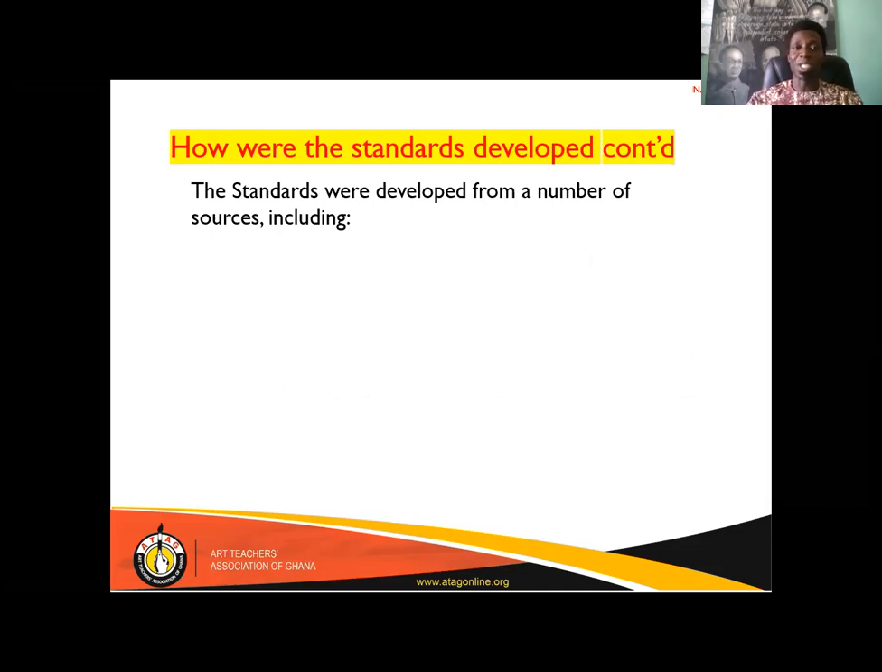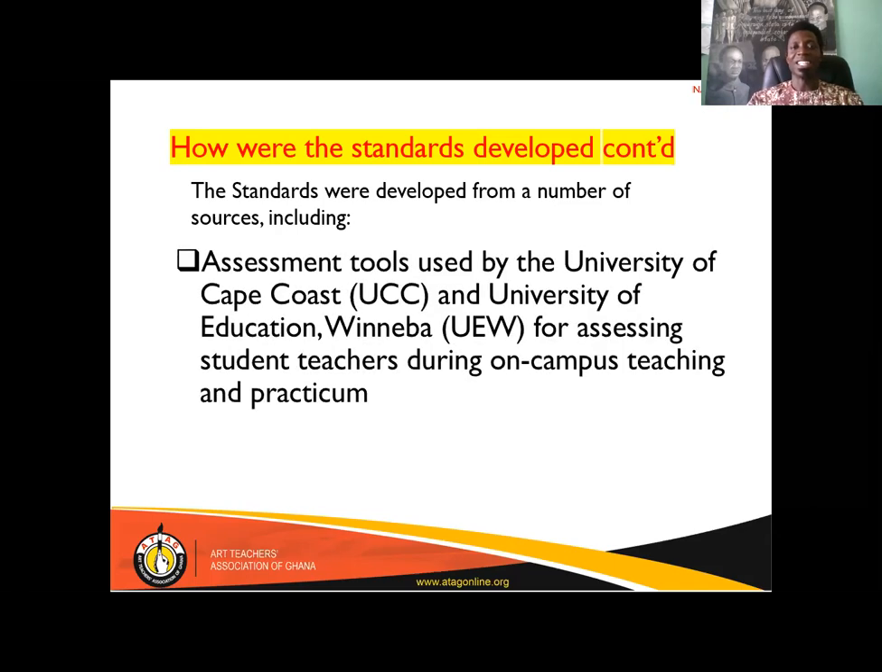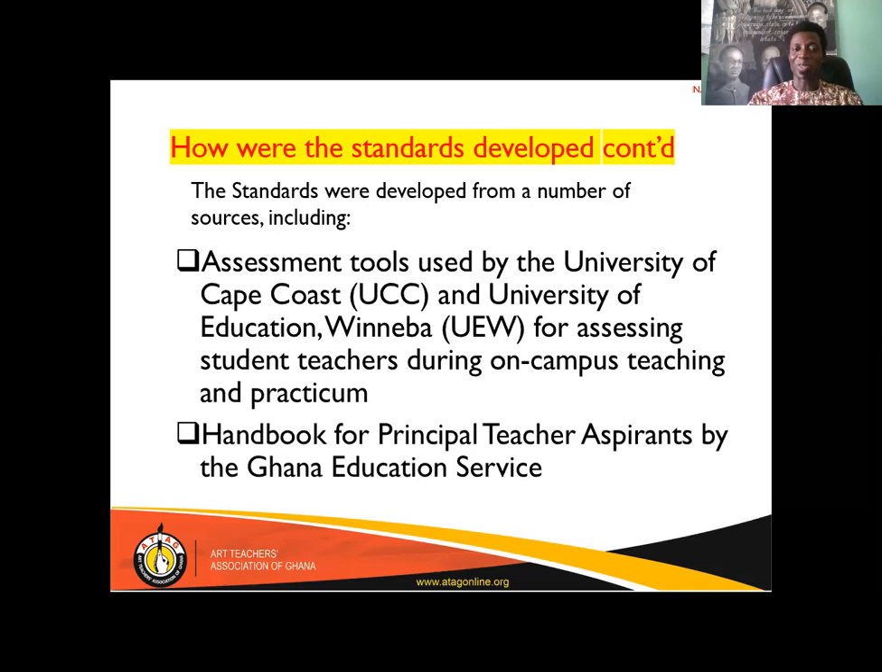And in the process of the development, a whole lot of issues occurred. They looked at available documents. They consulted a lot of sources, and they looked at assessment tools used by the University of Cape Coast and the University of Education, Winneba, the assessment tools they use for assessing student teachers during on-campus teaching and then internship, or if you like, the practicum. What are these tools using to assess? So they studied all this. And then they also looked at the handbook for principal teacher aspirants by the Ghana Education Service. They looked at that.